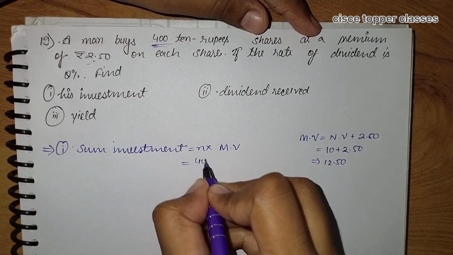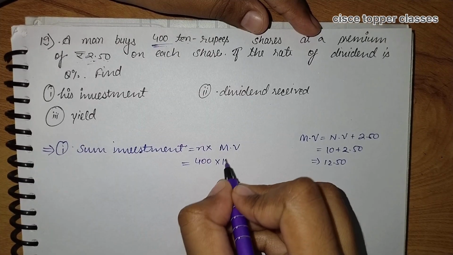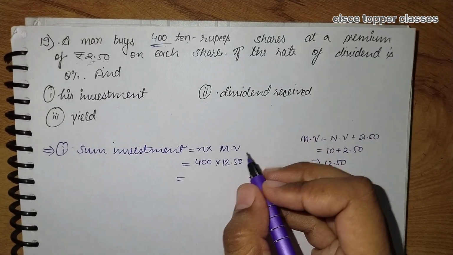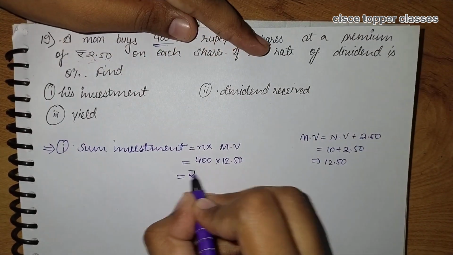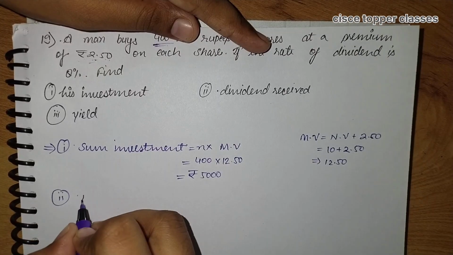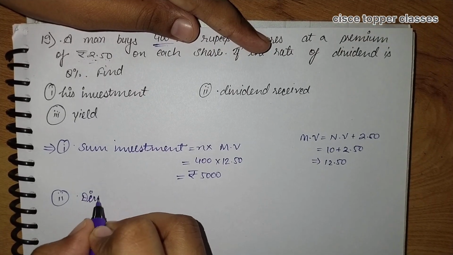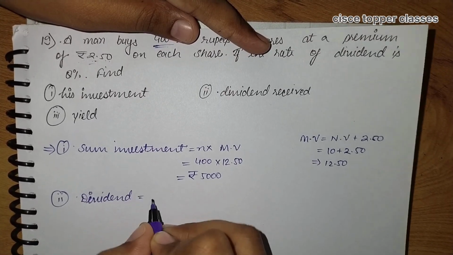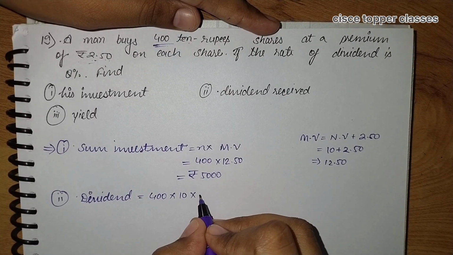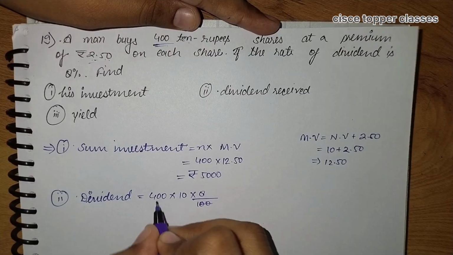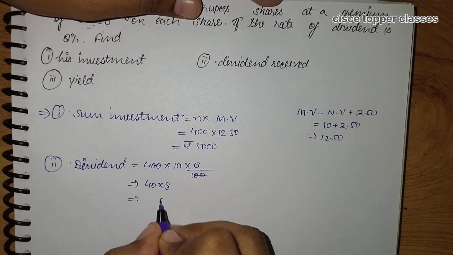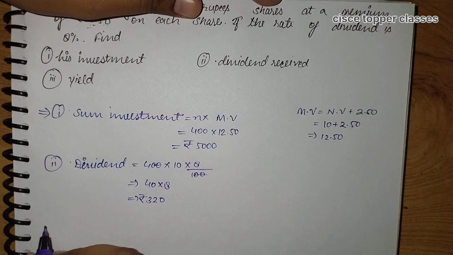So here N is 400 and market value is 12.50 here. So on multiplying here we will get the sum invested. On calculating we will get rupees 5,000 here as the sum invested. Now the second is dividend received we have to find. So this will be found by the formula, that is 400 into nominal value 10 rupees into rate as 8% divided by 100. 0 will be cancelled out. Here we will get 40 into 8, means rupees 320 is the dividend here.